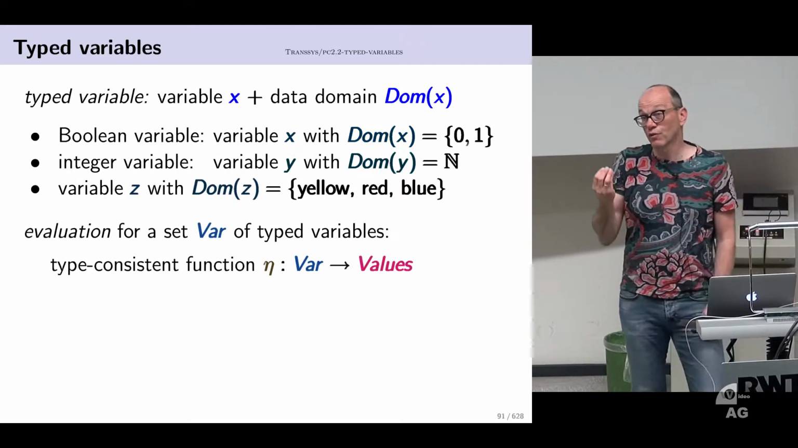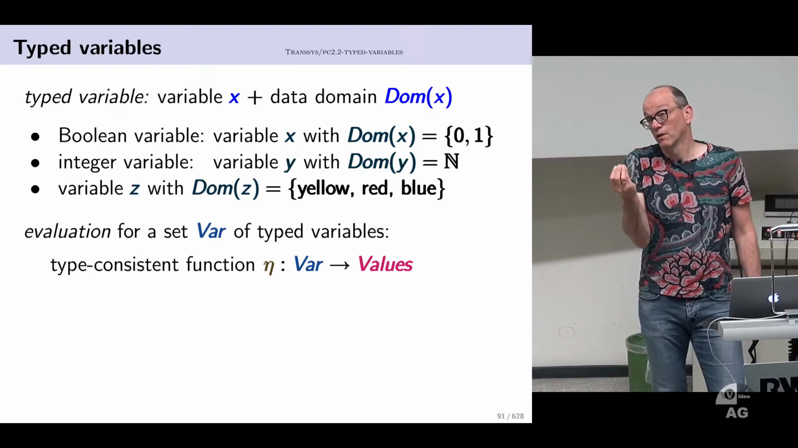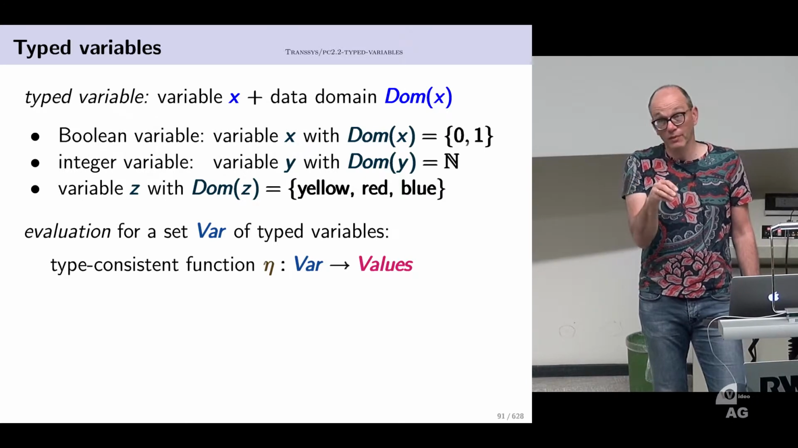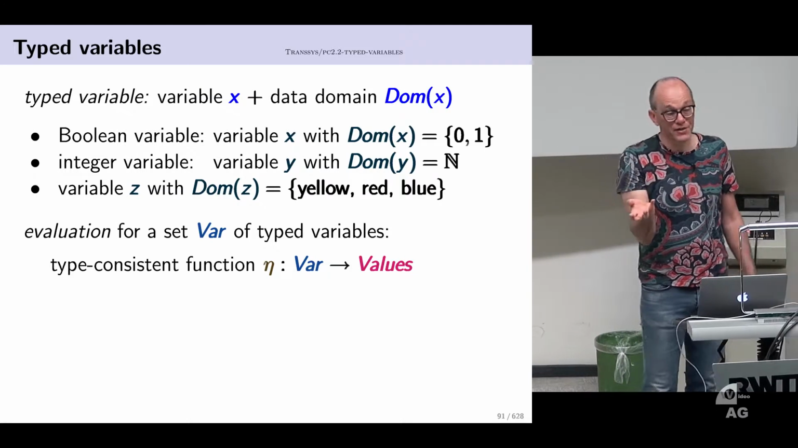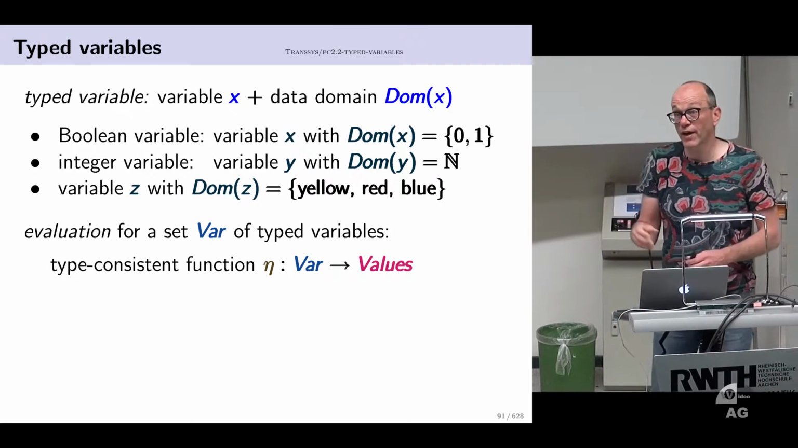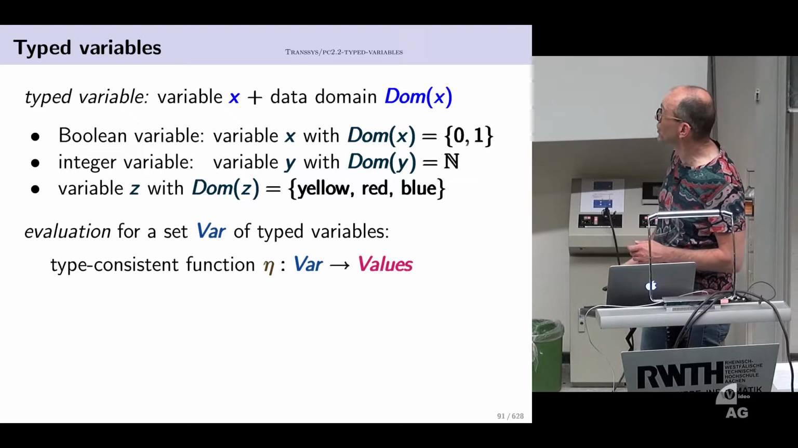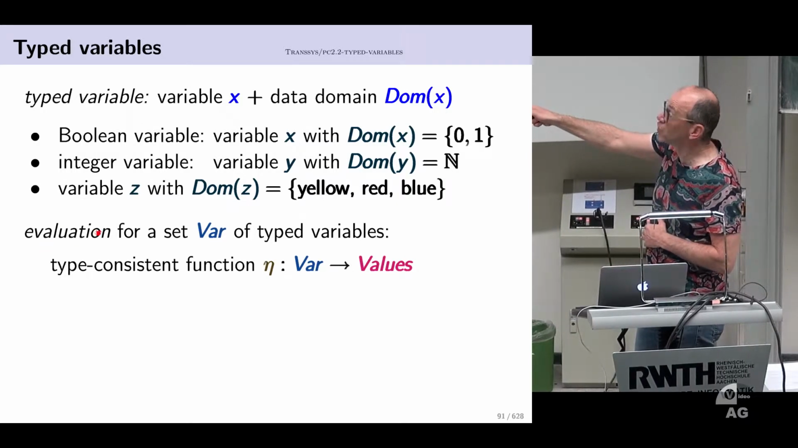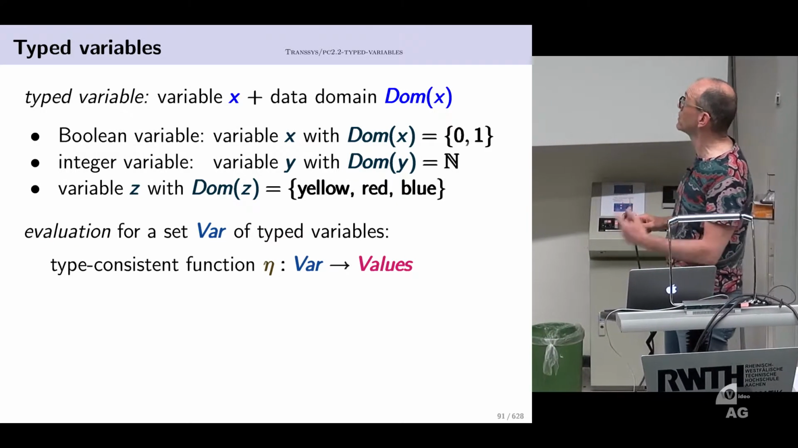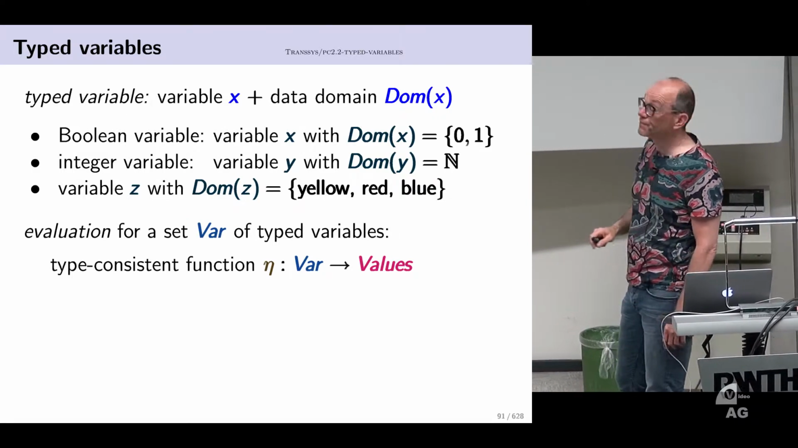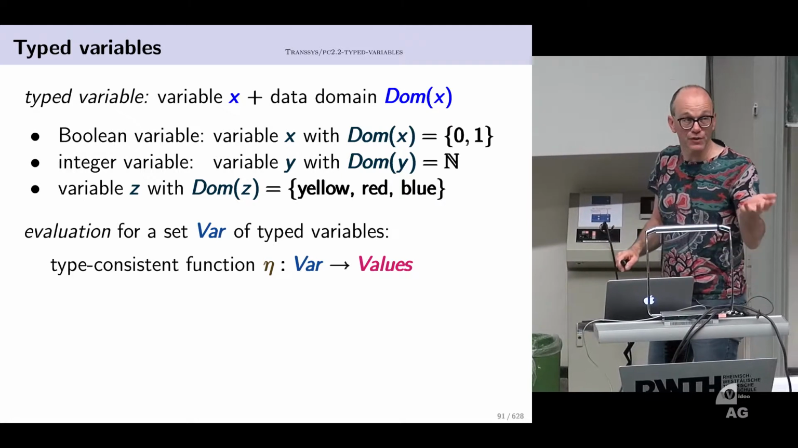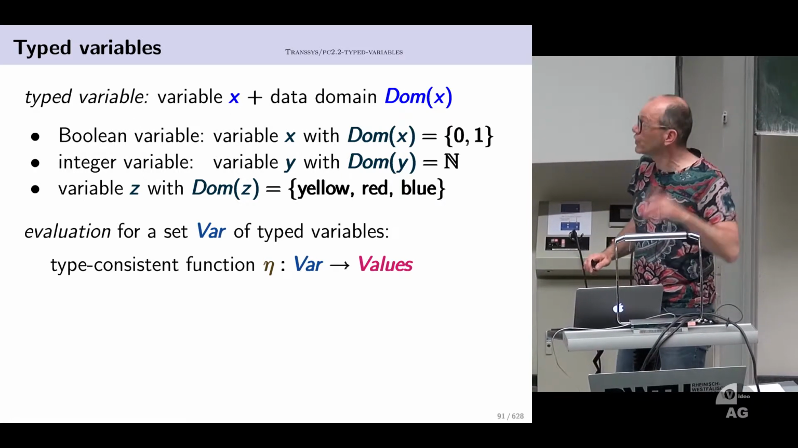Then we have to make sure, as we have seen, the state of the program is the program counter plus the values of all the variables. How are we going to formalize this? We're going to formalize the values of all the variables by means of a function, and those functions we call evaluations. So what's an evaluation? Suppose I give you a set Var of variables. Every variable is typed, so either it's an integer, a Boolean, a color, whatever you want.